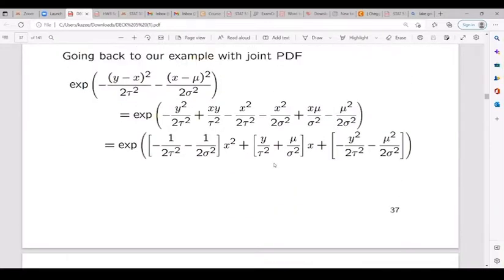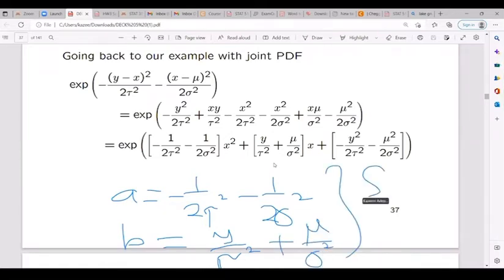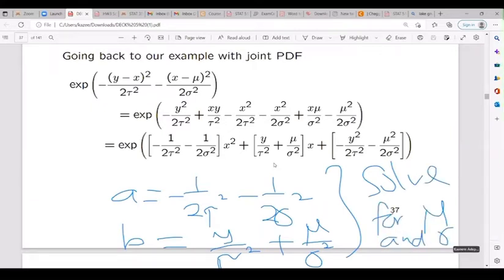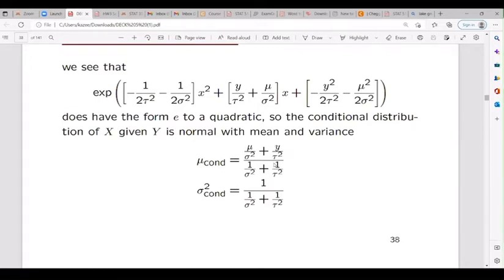From here, you said A equals minus 1 over 2 tau squared minus 1 over 2 sigma squared, and B equals y over tau squared plus mu over sigma squared. So what are you going to do here? Solve for mu and sigma squared. When you want to solve for mu and sigma squared, that means you want to get your mu in terms of A and B, and you want to get your sigma squared in terms of A and B. When you do that, this is what you're going to have.